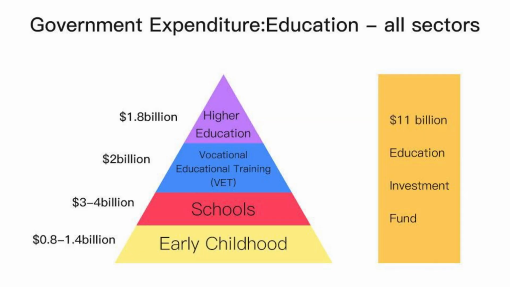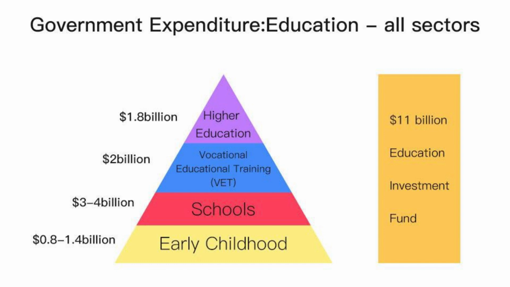This picture shows the government expenditure in different sectors of education. It is shown on the picture that $11 billion are invested in education in total. At the top of the pyramid, we can see higher education, in which $1.8 billion are invested, followed by vocational educational training and schools, which get $2 billion and $3.4 billion respectively.